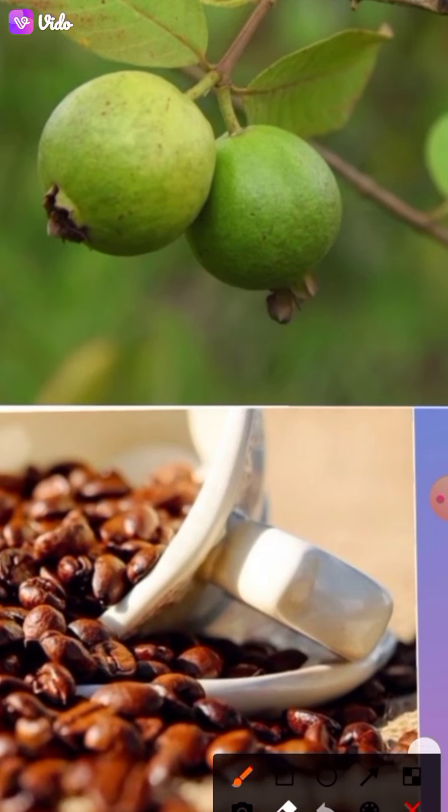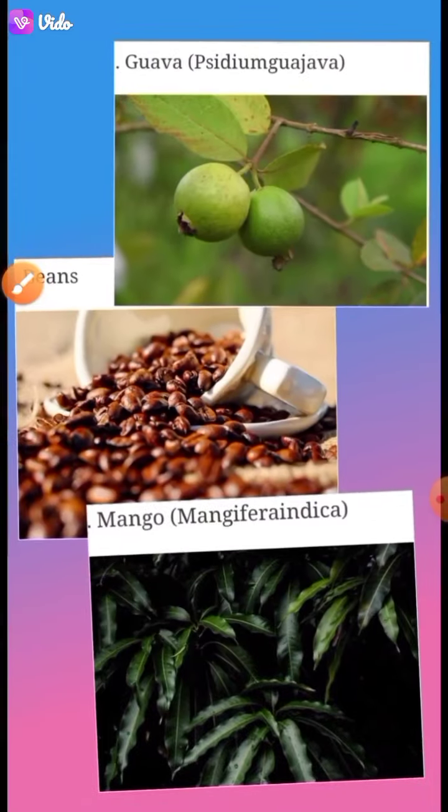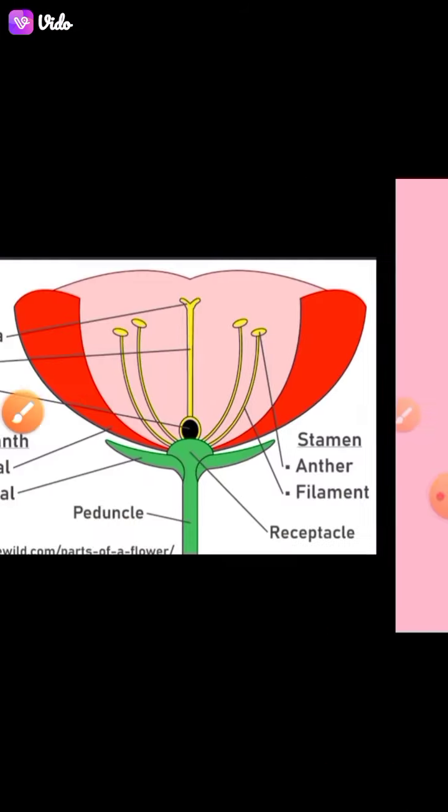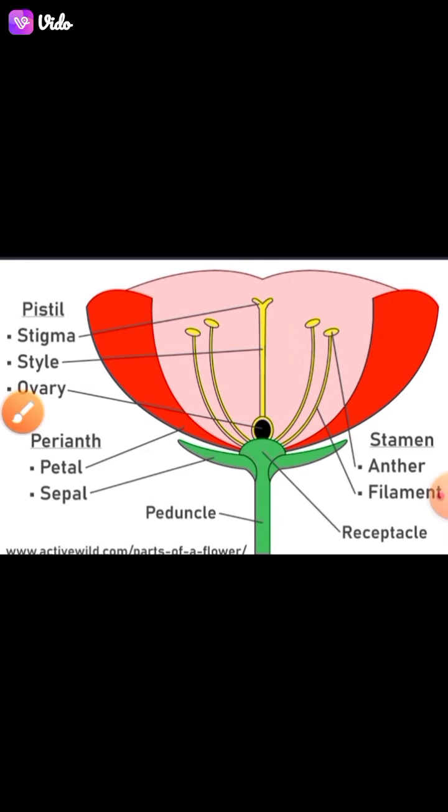Here in guava you can see that the leaves have reticulate venation. Also in the mango you can see that the leaves again have reticulate venation. It means they are dicot plants. Now, about the parts of the flower. There are so many parts of the flower as you can see here.